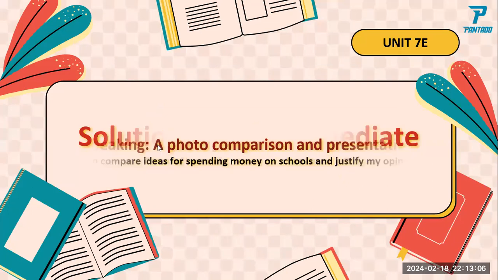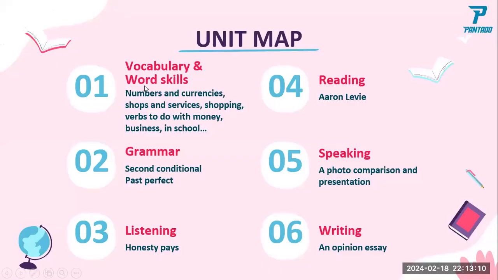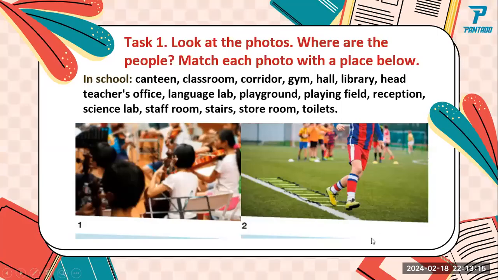We're talking here about money. Okay, look at the photos. Where are the people? Match each photo with the place below.